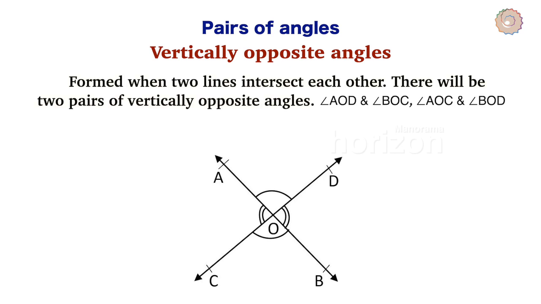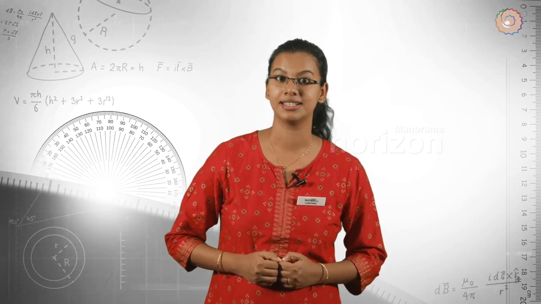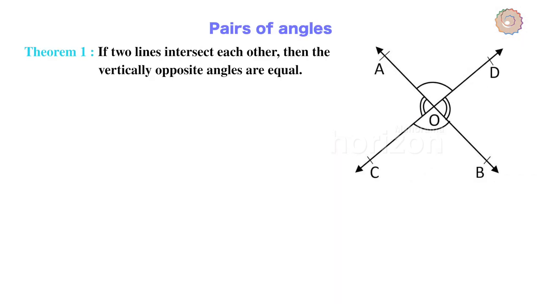It is formed when two lines intersect each other to form two pairs of vertically opposite angles. Now, have you noticed that the vertically opposite angles are equal to each other? Here, angle AOD equals angle BOC and angle AOC equals angle BOD. And there is a theorem stating this. That is, if two lines intersect each other, then the vertically opposite angles are equal.